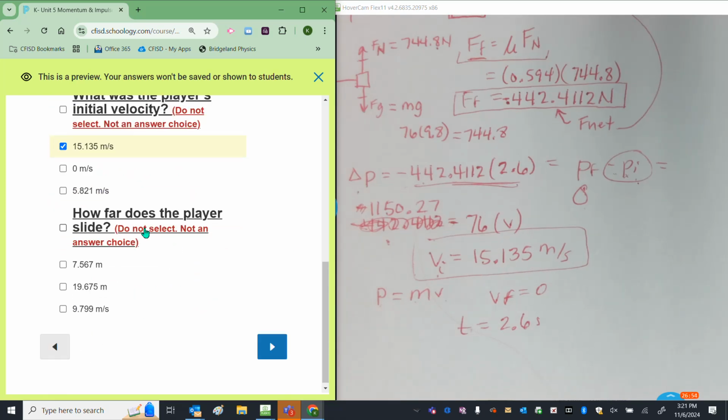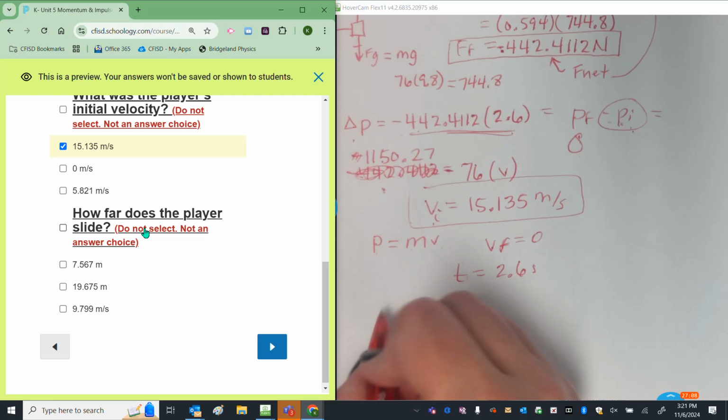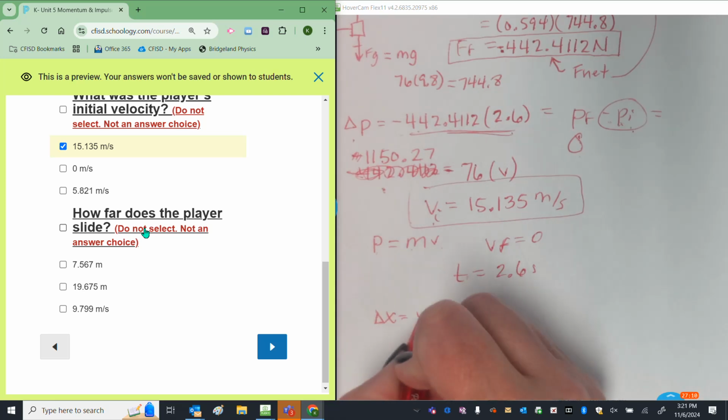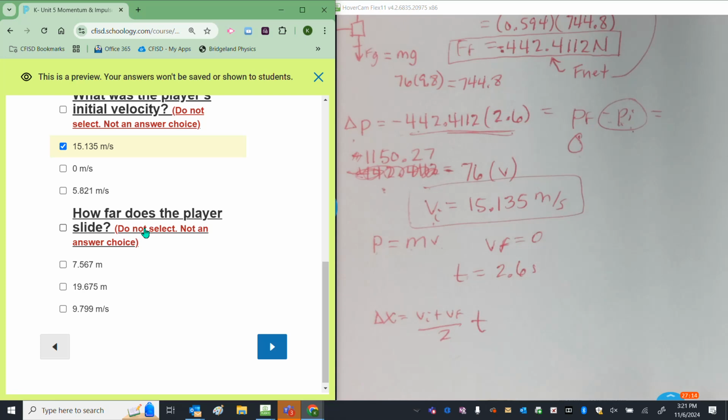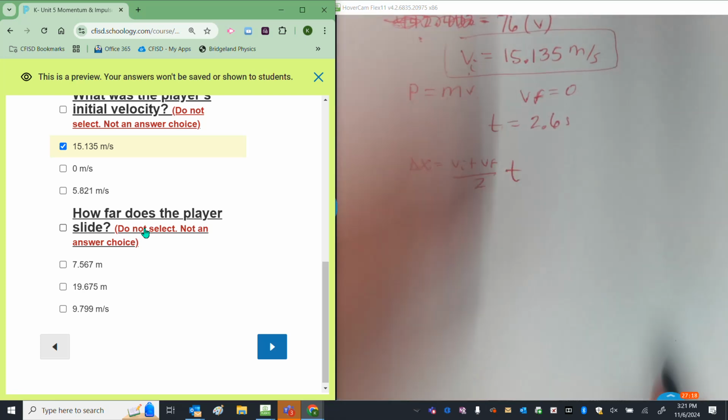And if I want to solve for that, I have to use a kinematic equation. I could find the acceleration first if I want to, but if I want to do this in fewer steps, I'm going to use the very last equation on my board over there, and that is this one. Delta X equals VI plus VF divided by 2 times T. Then I don't have to do any extra steps. It's all this one last calculation.